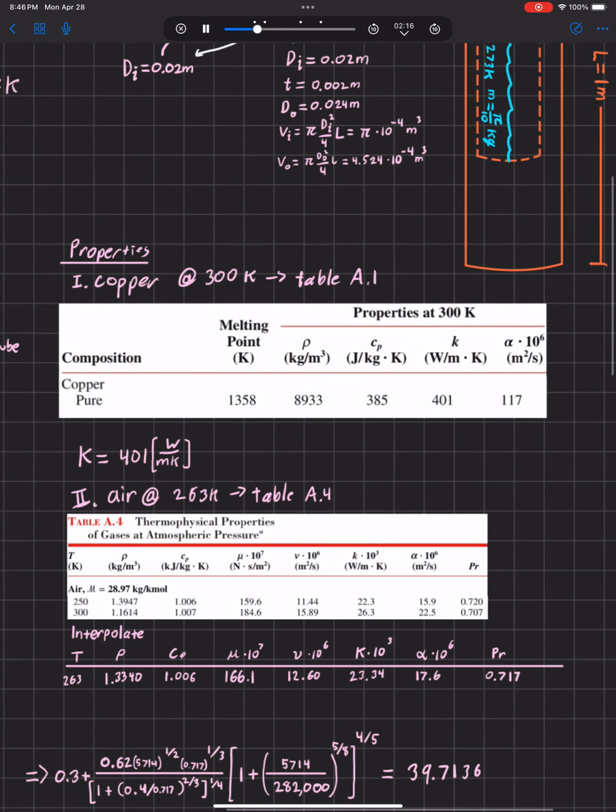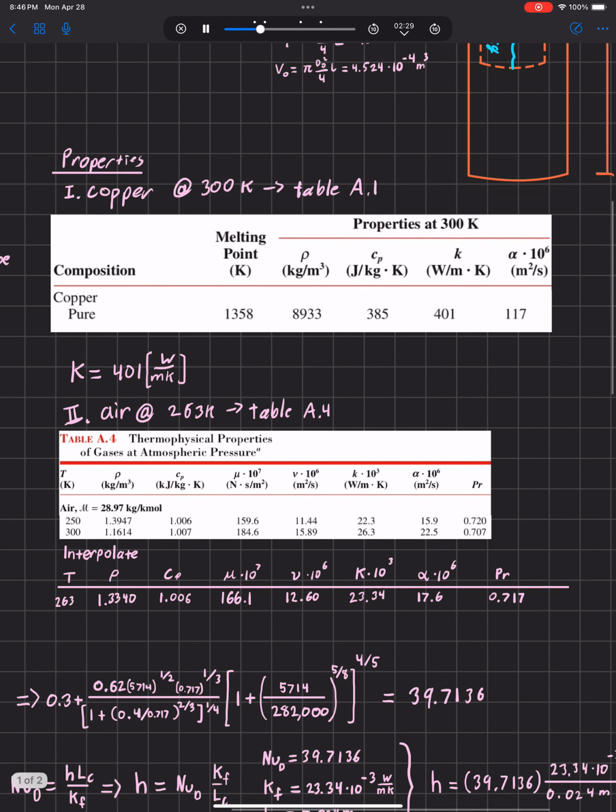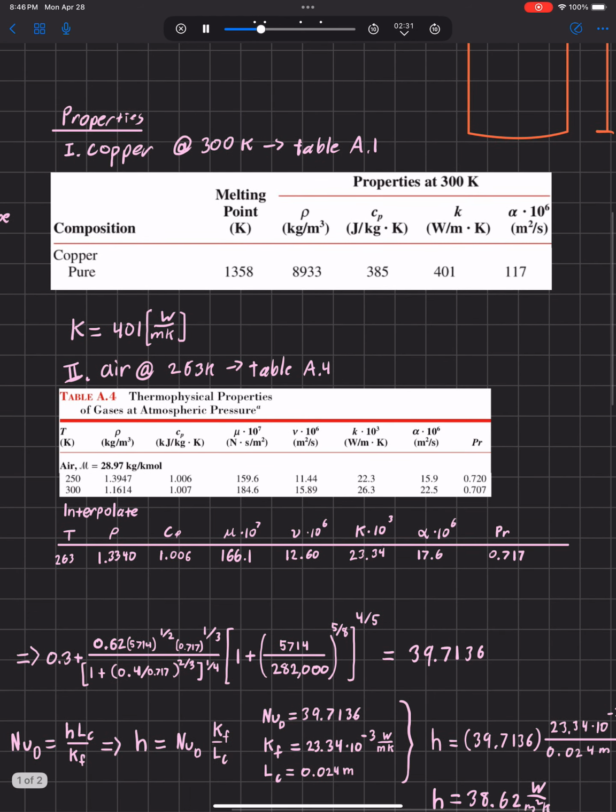So first, we look at the tables. We're looking at copper at 300 Kelvin, which is from table A1. We're just assuming pure copper because we were not given any sort of alloy. So here's the screenshot of table A1. So the useful value from this for us right here is k equals 401 watts per meter Kelvin.